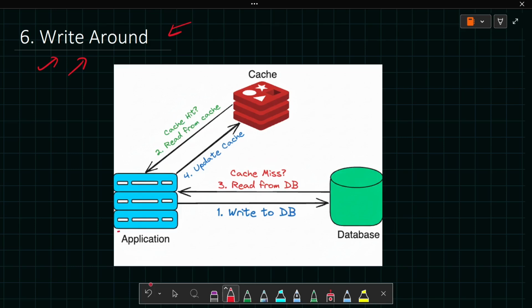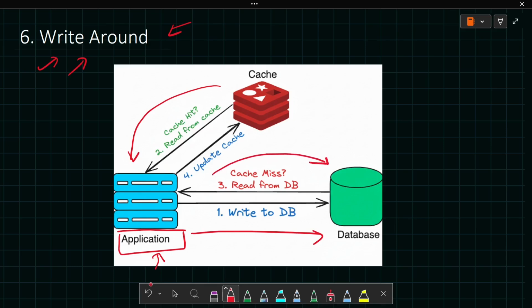Suppose here at the application we are currently, and when we are requesting, we are writing to the database. At the first time only we are writing to the database. Okay. In the second time we are going to the cache. If there is a cache hit, we are accessing from the cache, and if there is a miss, we are going to read from the database, because at the first time we have written to the database. Then we are going to update the cache.